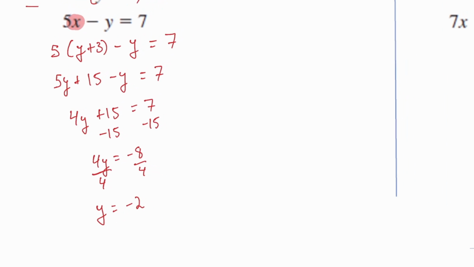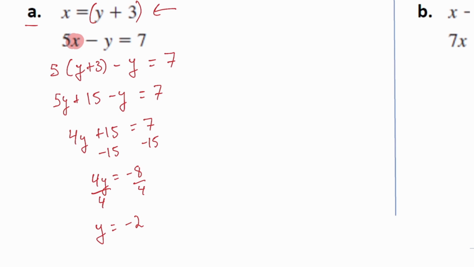So I've gotten my value of y. And if I go back into that first equation again, this one right here, I can solve for x by substituting this negative 2 in for this y up here. So I'm going to do that.